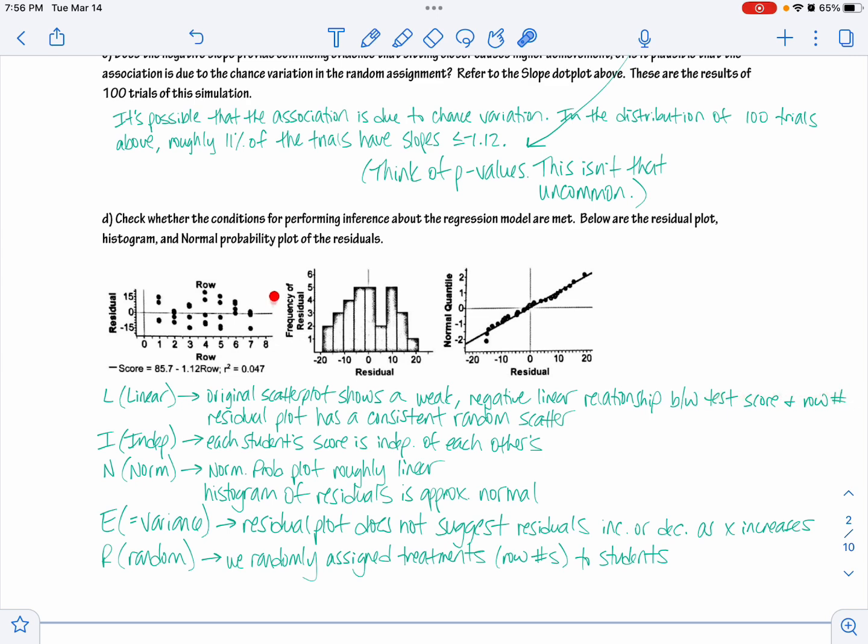And do you remember what a residual plot is supposed to look like? It's supposed to be a consistent random scatter. Do you remember this from chapter 3? Think StatsGetBall. We did a ton of writing and stuff like this in chapter 3, okay?